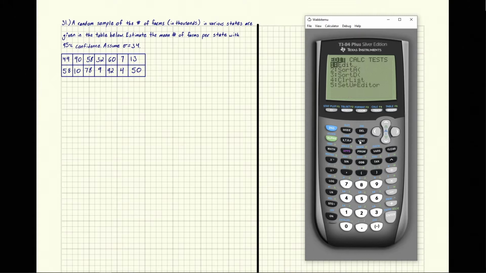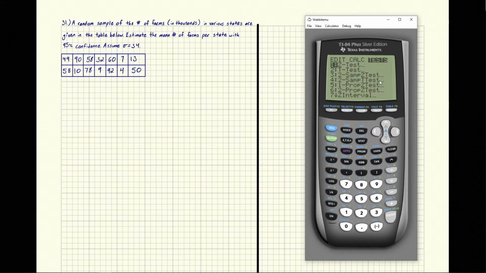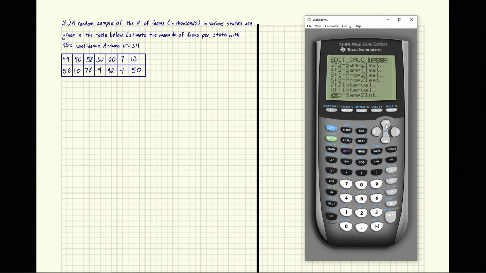We've checked it. We're going to go to stat, and go over to tests. And there is an interval. We're able to get our intervals in here. If we come down, we see there's a z interval, a t interval, and also some proportion intervals. So we were given a population standard deviation, so we know it's going to be a z interval because of that. So we're going to come up to z interval and choose that one.